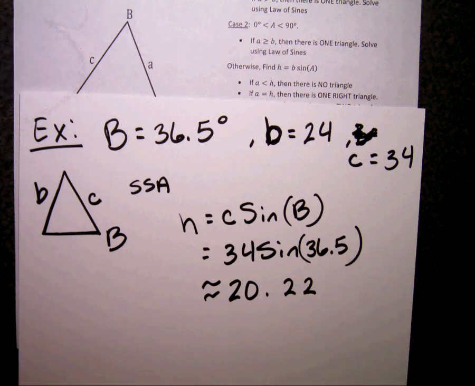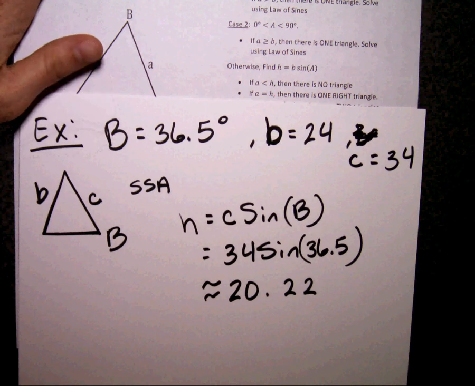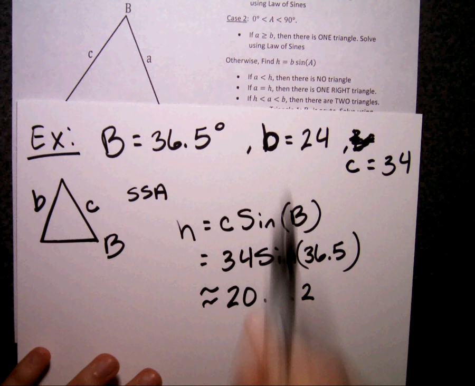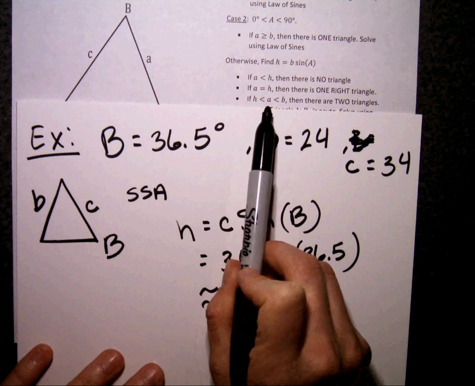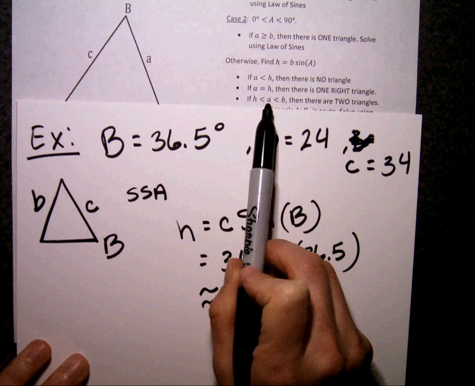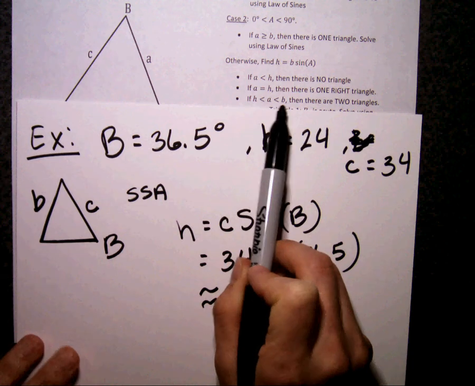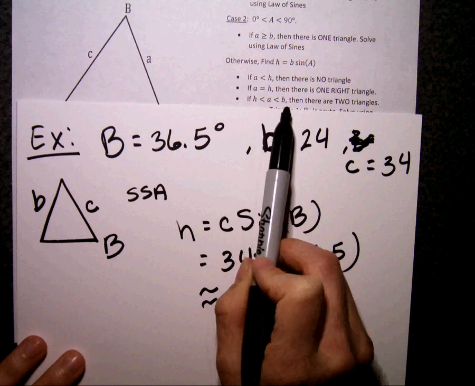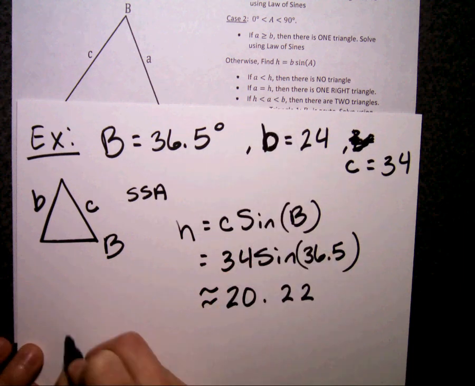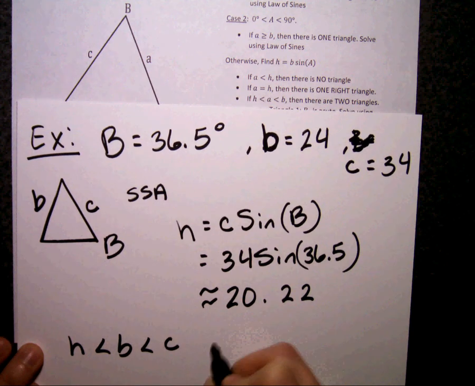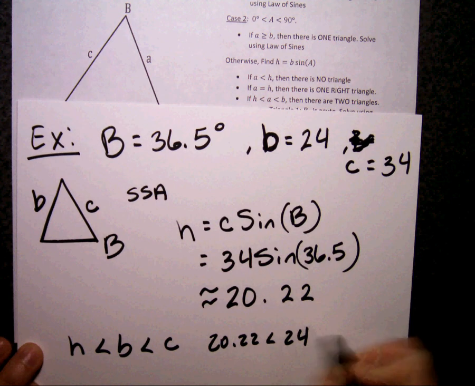So we'll keep going. Is H less than the side that corresponds to our given angle, so in this case, B, and is that side less than the third side? So is H less than B, and is B less than C? And H less than B less than C. So that means is 20.22 less than 24 less than 34. And those are in the correct order.